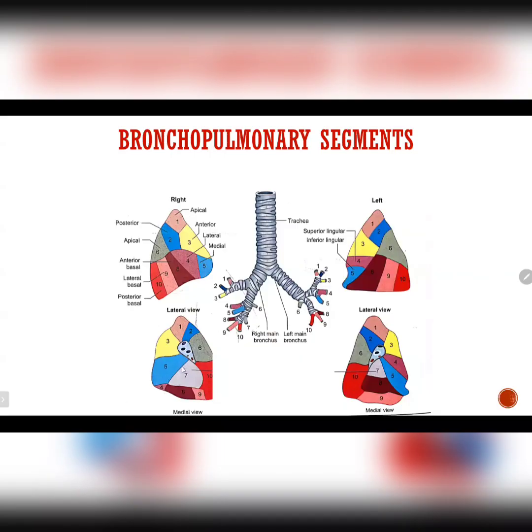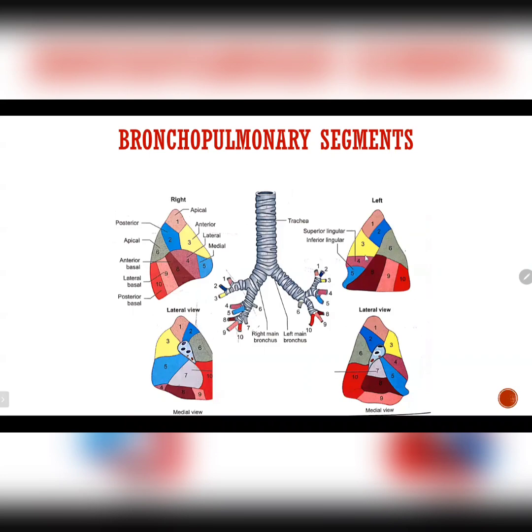So please just revise this. Once you learn this diagram and correlate it with the lobes of the lung, I hope you will be a little more familiar with naming these bronchopulmonary segments. Here, on the medial surface of the lung, you can see the bronchopulmonary segment numbered 7, which is the medial basal segment. One question that is frequently asked is, what are the bronchopulmonary segments within the lingula? Lingula can be pointed as a spotter for you.